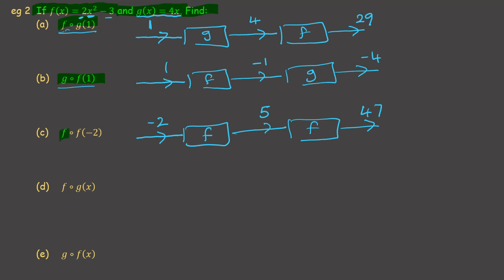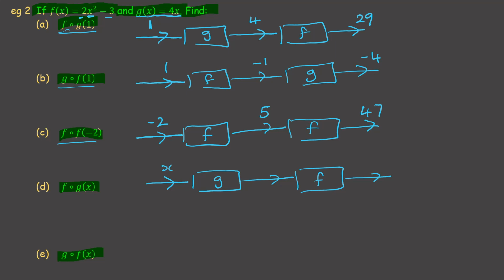Now, that was f of f of negative 2, and in all the previous examples we were just substituting a number in. Now we're going to try and get an actual expression for the composite function, f of g, and then followed by g of f. So, this time what we're going to do is put x in. It's going to go through g first, then it's going to go through f. So, what does the function g do? Multiplies the input by 4.